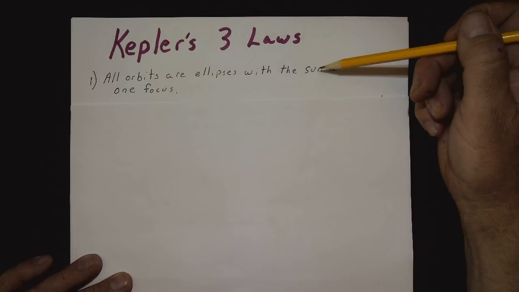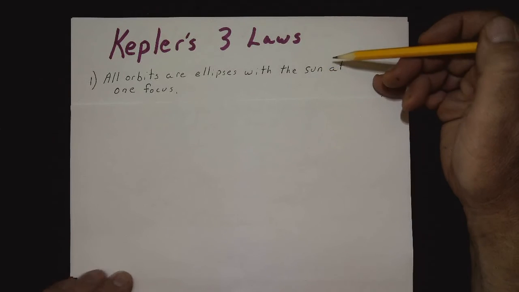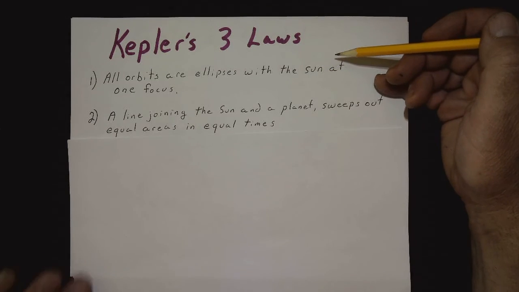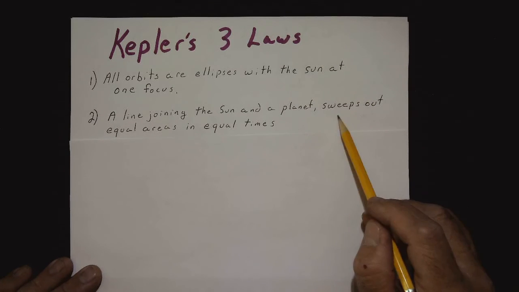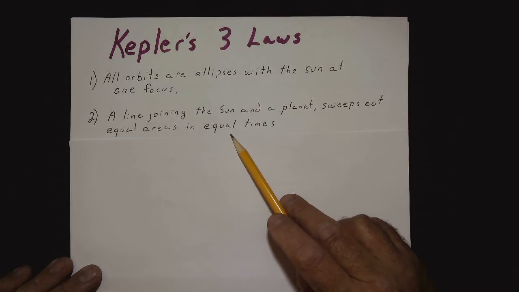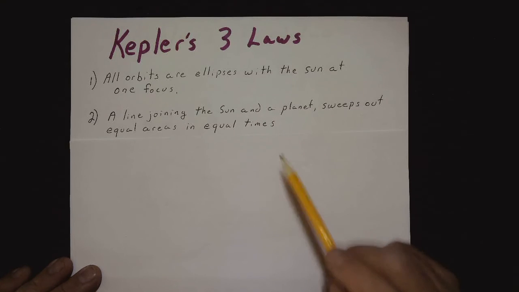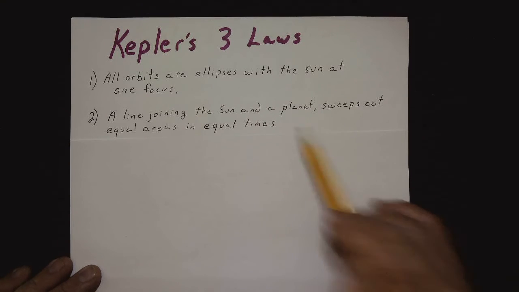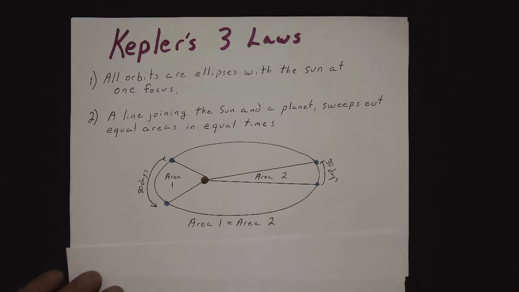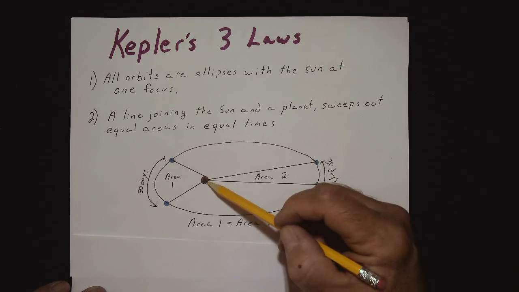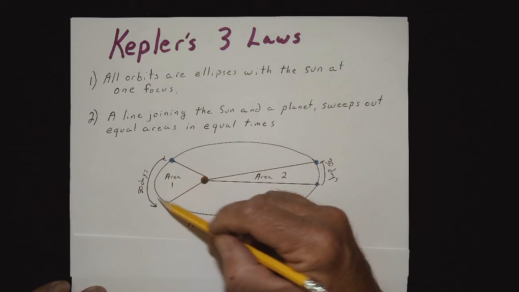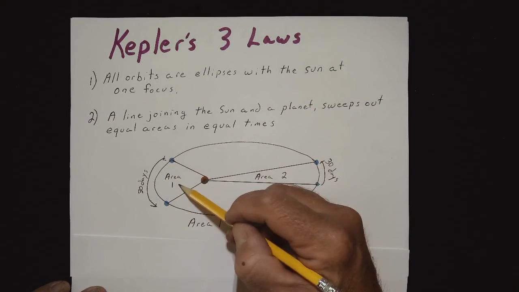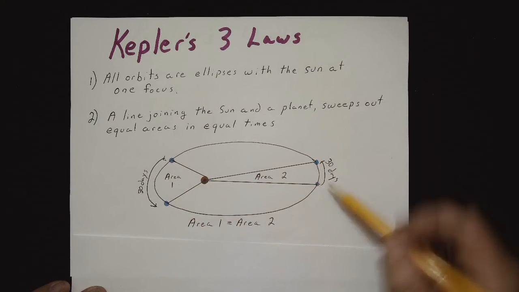So Kepler's 3 laws are: all orbits are ellipses with the sun at one focus. A line joining the sun and a planet sweeps out equal areas in equal times was his second law. This is called the equal area law. Take a look at what that means. If that's the sun and that's the planet going around it, if it takes 30 days for it to go from there to there, that would sweep out area 1.